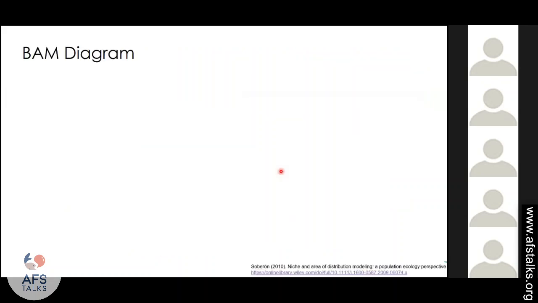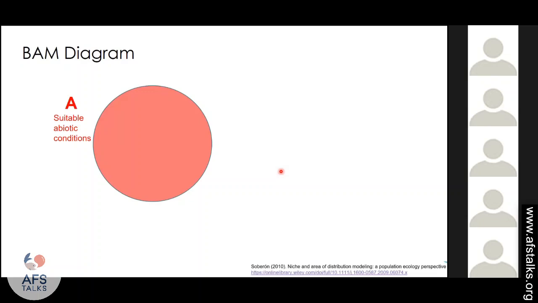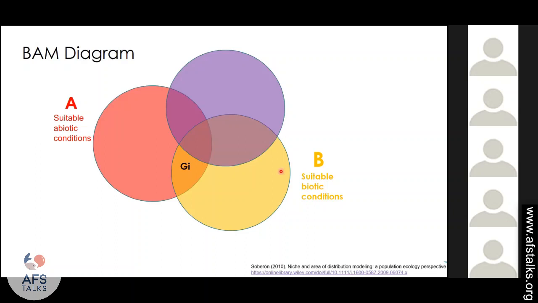And there is another important concept, though I'm not going deep into this: the BAM diagram. There is a space of suitable abiotic conditions, A, and suitable biotic conditions, B. The area of intersection between A and B will be GI. The third domain is movement or accessibility of our species of interest, M. The intersection between A and M can be referred to as GA, and the intersection of A, B and M will be GO.